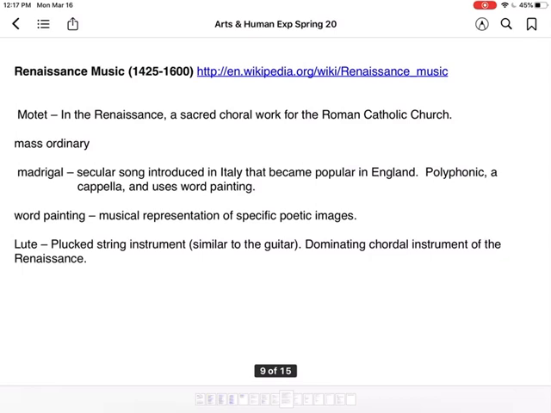And it really takes hold in England. Thomas Wilkes is a good example of what madrigal composers do. So music was part of a traditional education back then, just like reading, writing, and arithmetic might be.